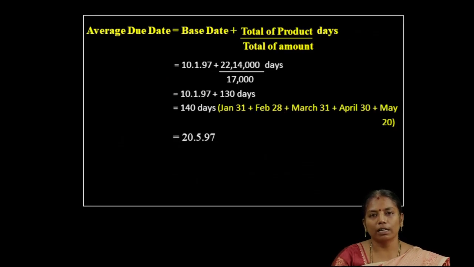The same thing: base date plus total product divided by total amount. Here base date is 10/1/97. The amount is 22,14,000 divided by 17,000. So totally 130 days, which means 140 days from the base. How did we calculate 140 days? We take January 31, February 28, March 31, April 30 and May 20. So totally 140 days. The day falls on 25/5/97.